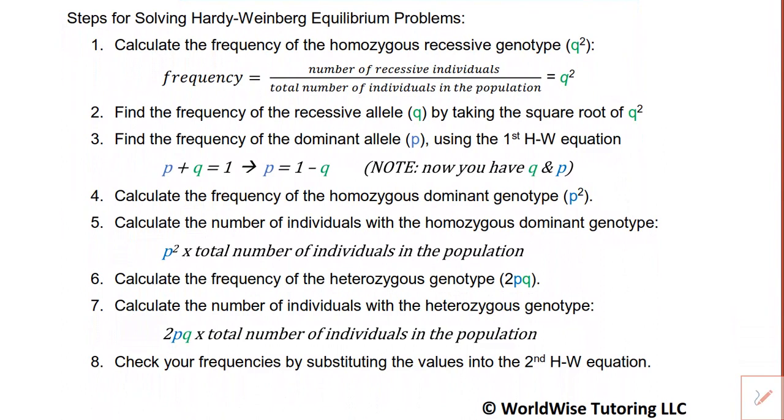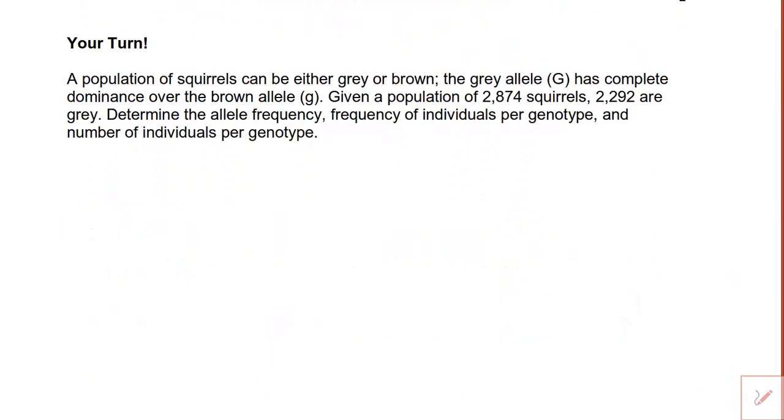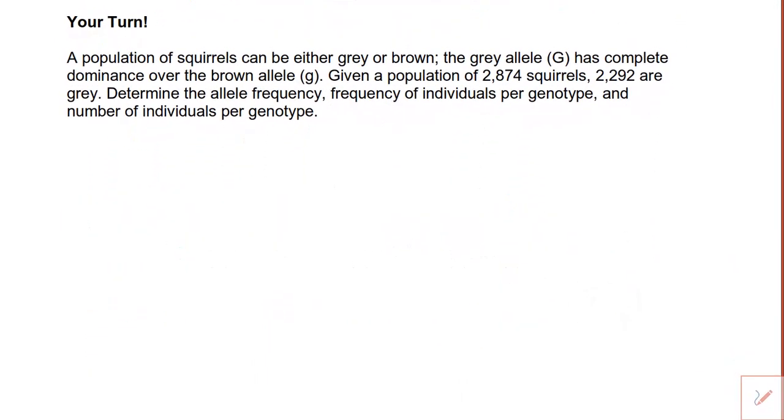Today I'll go through the steps for how to solve Hardy-Weinberg equilibrium problems, and I think the best way to do this is just to jump right in and do a problem together. So let's talk about squirrels. Imagine we have a population of squirrels that can be either gray or brown. The gray allele has complete dominance over the brown allele. So the gray allele is indicated with the capital G and the brown allele is indicated with a lowercase g.